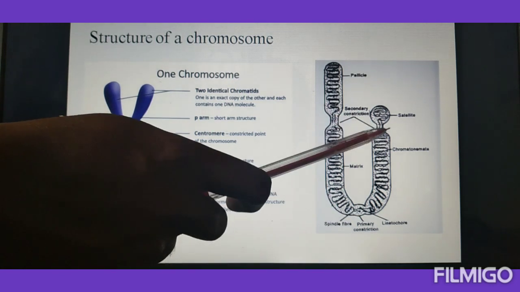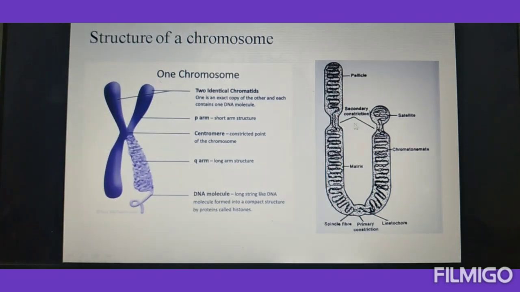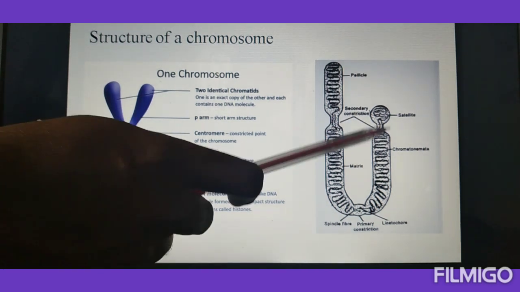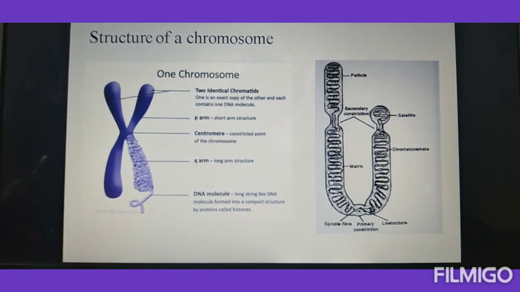Next is the secondary constriction. Some chromosomes possess secondary constrictions at some point of the chromosome. This is known as the secondary constriction, also known as the nucleolar zone or nucleolar organizer. This is the secondary constriction region. It is responsible for the formation of the nucleolus of the nucleus. We know there is another spherical structure present inside the nucleus, called the nucleolus.